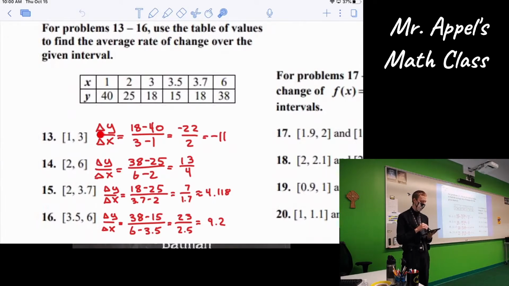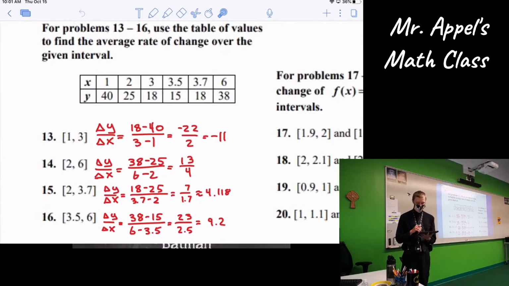But you'll see more delta y over delta x to get towards calculus. So the Greek letter delta just means change in. So change in y over change in x, which is the formula for average rate of change. So you're just finding slope again of the points given. So from 1 to 3, look on the chart. Here's 1, that's 40. 3 is 18. So you subtract both of those, divide, and get negative 11. For number 14, we get 13/4.